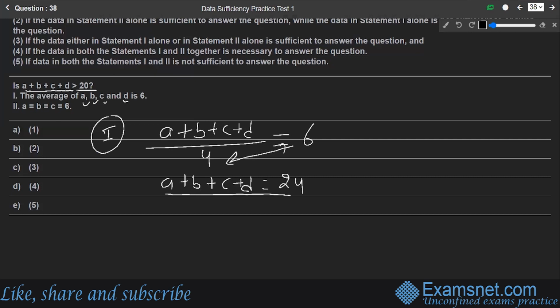So the sum of all is given as 24, and we are supposed to check whether a plus b plus c plus d is greater than 20 or not. Yes, 24 is greater than 20. So yes, we can answer the question by using the information provided in statement number 1. Statement number 1 alone is sufficient.